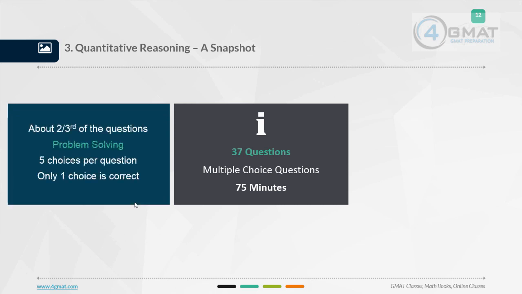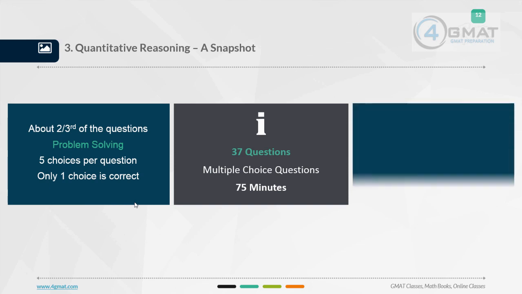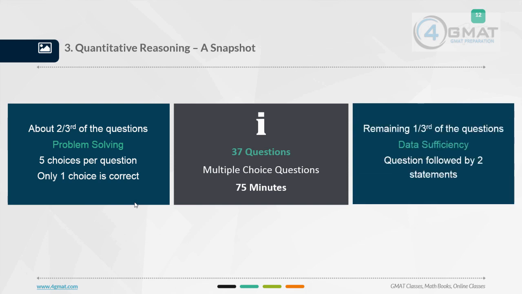It's a typical math question, a quant question, followed by 5 answer choices. You have to solve that and pick out which of these 5 answer choices is correct. There is only one choice which is correct for each of these questions. And the remaining 1/3 of the questions are of the format called data sufficiency.